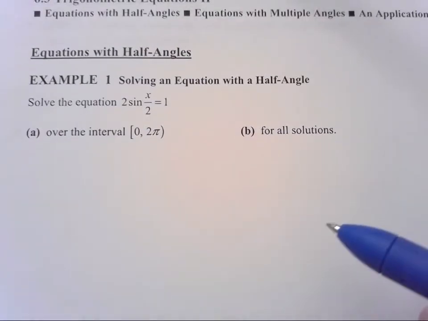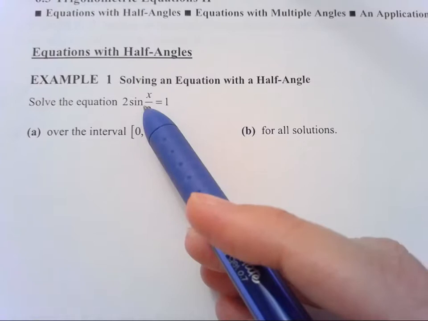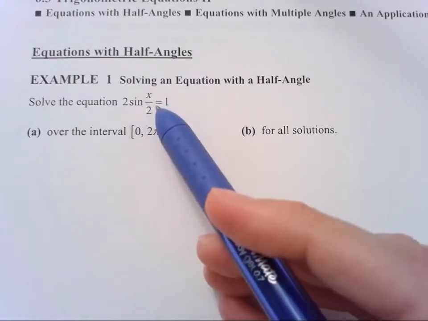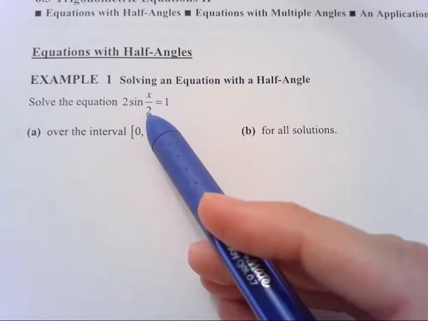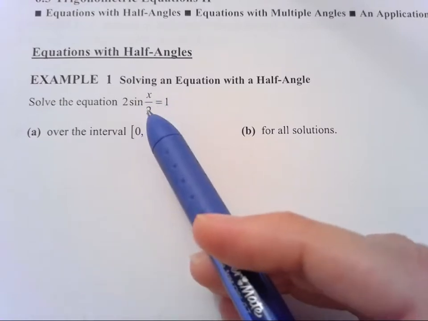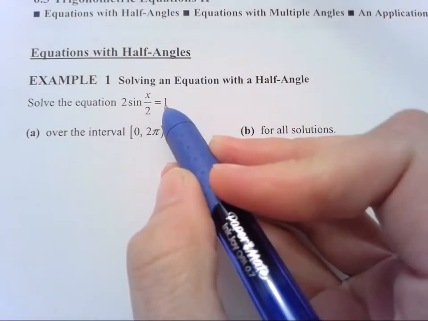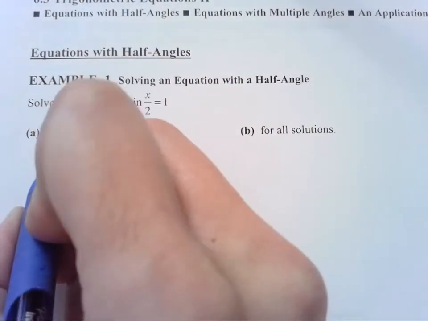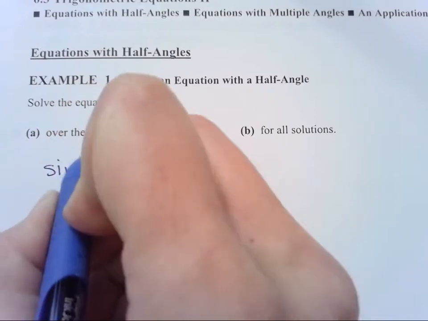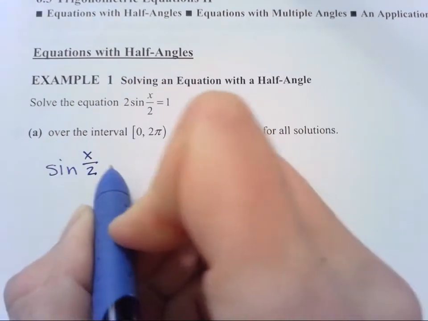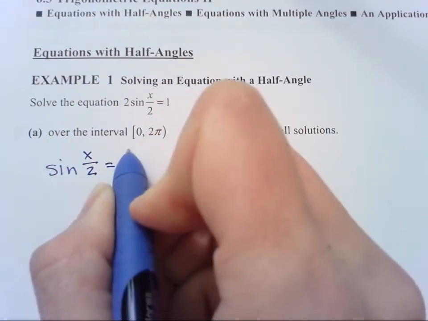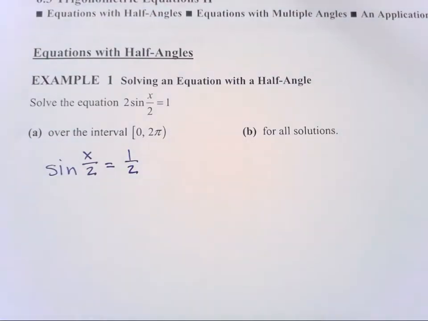So here, I need to know how to deal with sine of x over 2. It's relatively straightforward, except for the domain. Okay. So this is linear, so I solve it just like a linear equation. First off, it's going to give me sine of x over 2 equals 1/2.